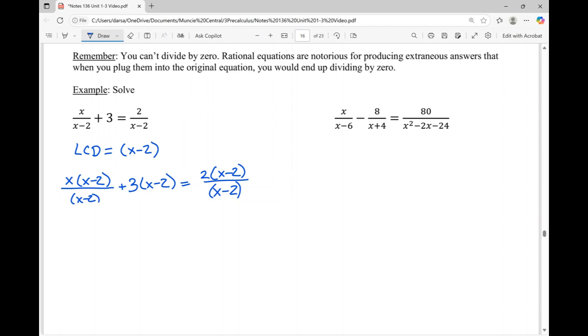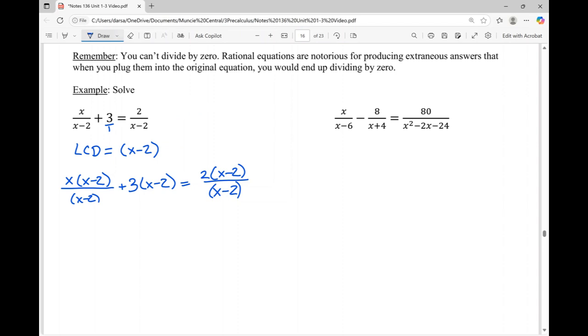So either every term gets multiplied by the x minus 2, every fraction, including the 3. Remember, 3 is a fraction. Think of it as 3 over 1. Every fraction gets the x minus 2, or none of the fractions get the x minus 2. That's what happens mathematically. A good way to remember it.